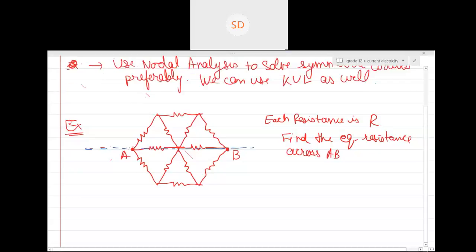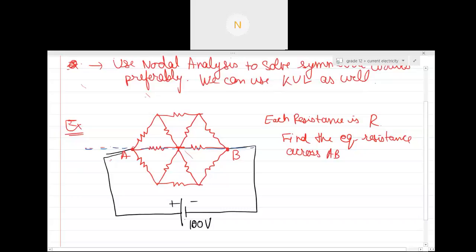First thing first, what will you do over here? You'll connect the circuit with a battery. How much? A 100 volt battery. If you remember that this is 100 volt, then the potential of point A will be 100 and B will be 0. Very good. So this is the first step to do any question which is based on finding the equivalent resistance.